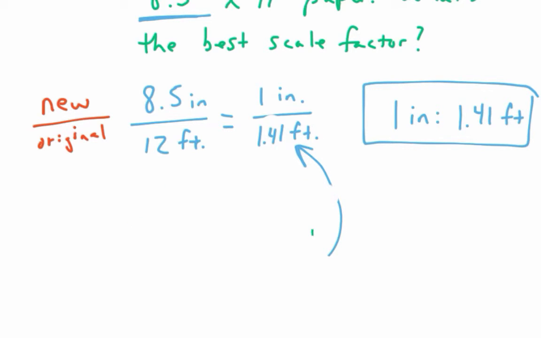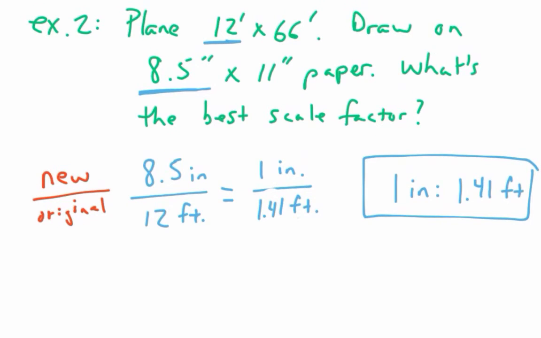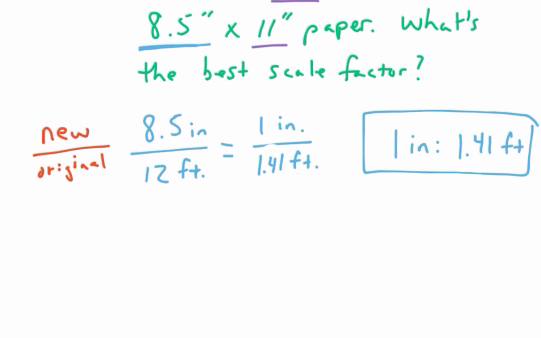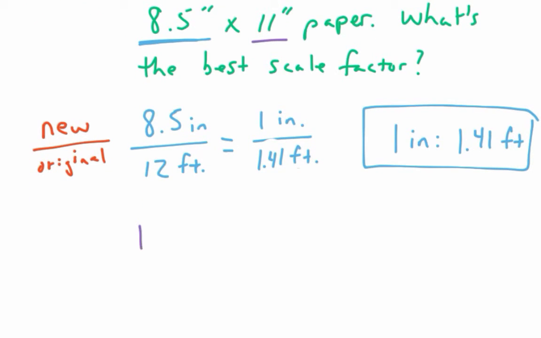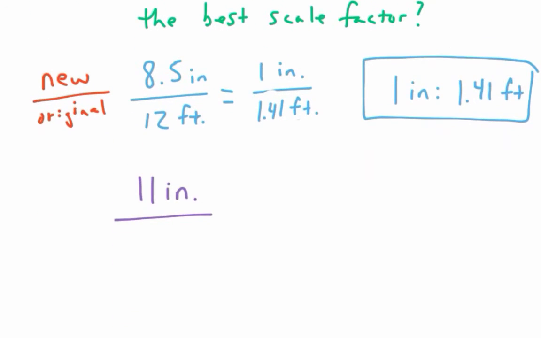If I'm losing you and you feel like you're making up math, feel free to not do it that way. I'd hate to mess you up. But if we're looking at this here, I have a 66-foot plane. I want to make that 11 inches on the paper. So my new size is going to be 11 inches. And my plane was 66 feet, so that's the original size.